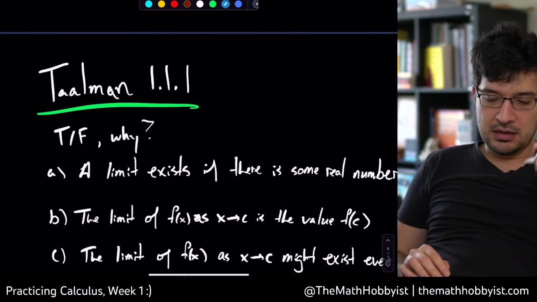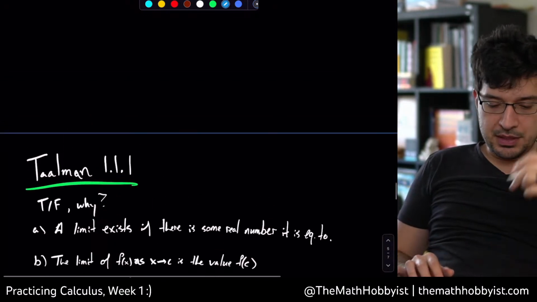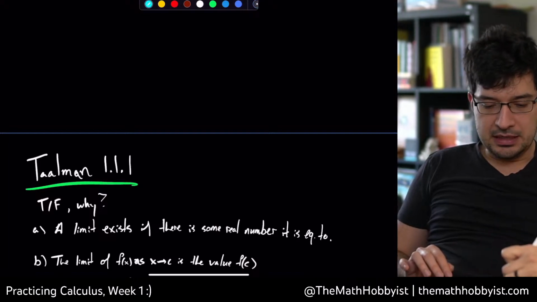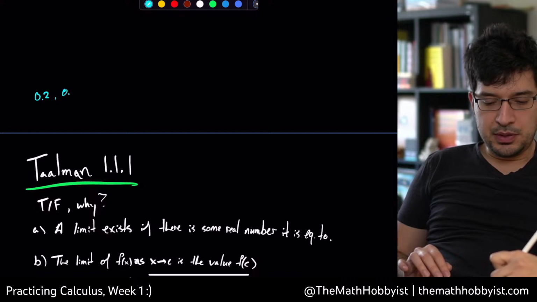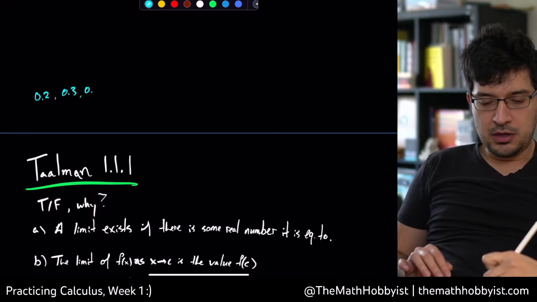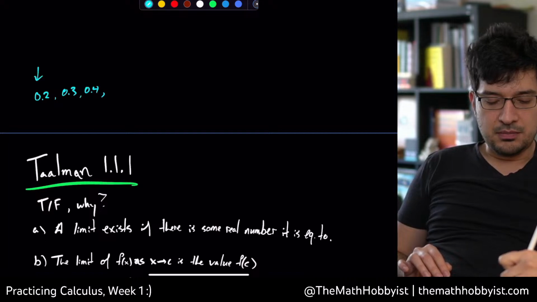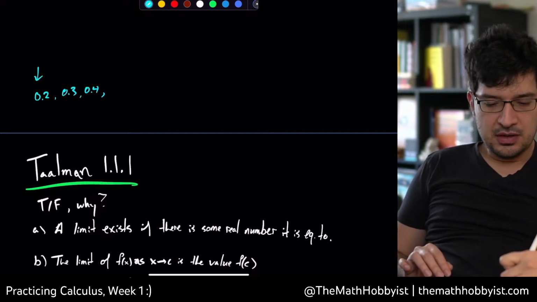Now we're in section 1.1.1 because I got bored, but there are also a bunch of other preliminary sections, 0.2, 0.3, 0.4. I don't remember what those are. I think it's transformations and inverses, like inverse functions.